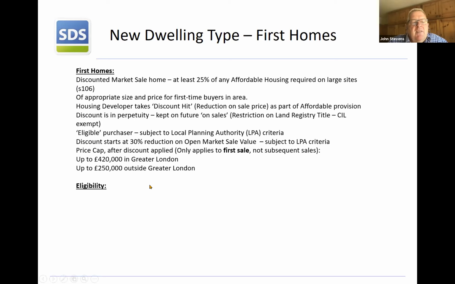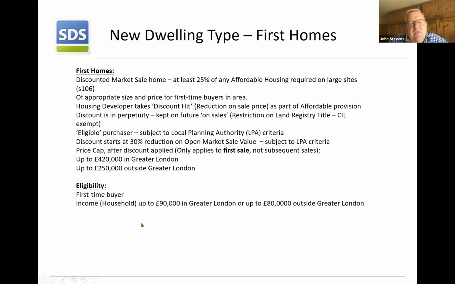In terms of eligibility, the government have stipulated there for first-time buyers, and they're saying that there's an income maximum of £90,000 in Greater London or up to £80,000 outside. Now, again, some of these can be tweaked by your local planning authority. They're saying you've also got to have a mortgage plan to fund a minimum of 50% of the discounted purchase. So you've got to basically have a mortgage already organised. And this is maybe where some sales teams can actually help with mortgage lenders.